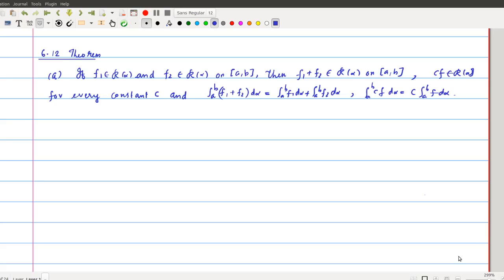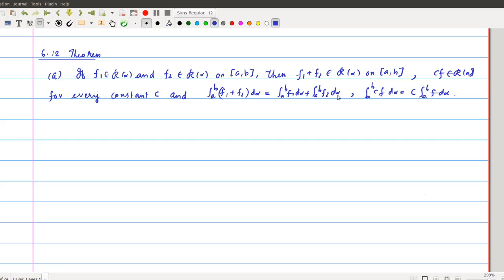Hi all, we are going to discuss theorem 6.12. 6.12 is some properties of the Riemann-Stieltjes integral. So the first property is: if f1 belongs to R(alpha) and f2 belongs to R(alpha), then f1 plus f2 and cf are both Riemann-Stieltjes integrable functions.